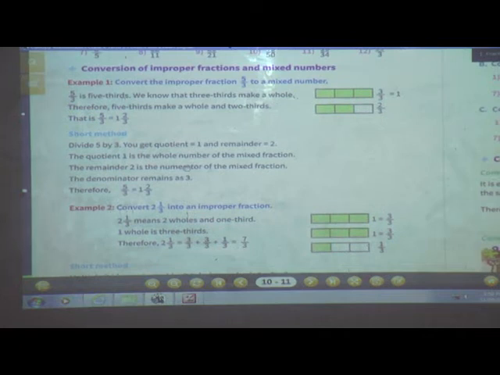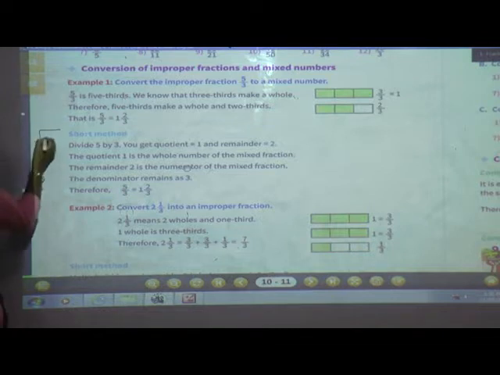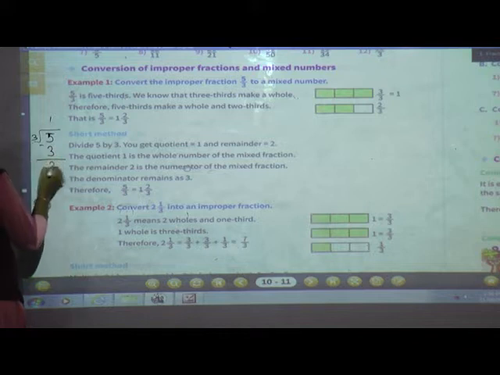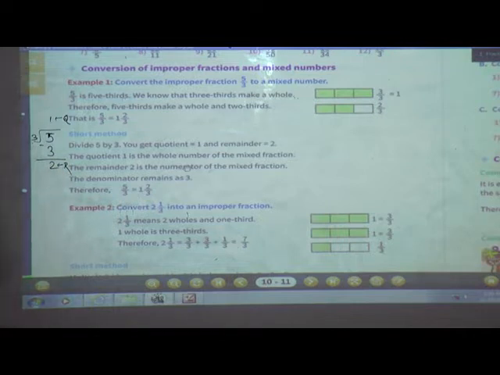Now how can we do this? How can we solve this in a short method? Now what you have to do? Divide 5 by 3. How can you divide? See, 3 ones are 3. 2 will remain. This is what? Quotient. This is what? Remainder. So you get quotient 1 and the remainder is 2.